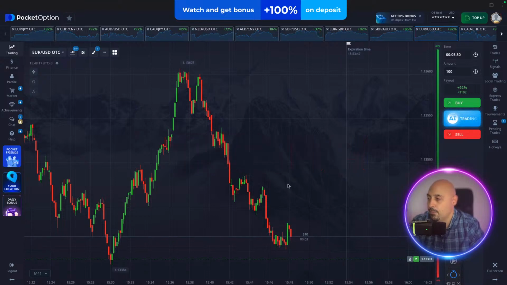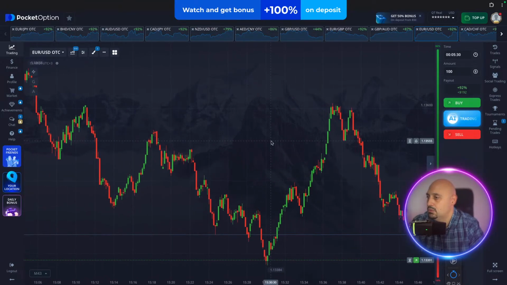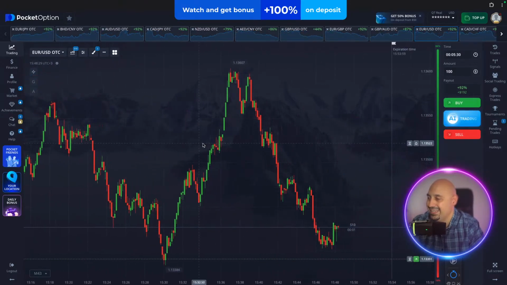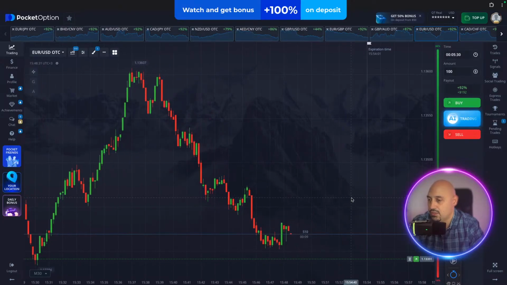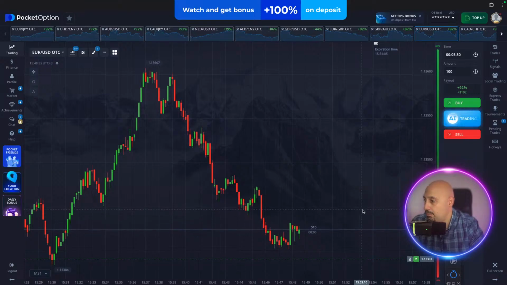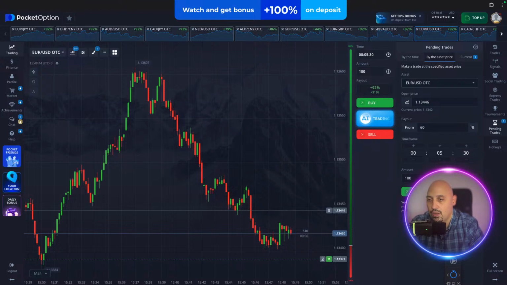So guys, let's see. This would be a very good resistance over here. Clearly, we're in a downtrend. From this point on, we have been in a downtrend. If this downtrend is going to continue, I have no idea, guys. I would be able also to put another sell trade over here if we reach this one. So I'm going to put a sell trade, but I'm not going to put it at 5 minutes.